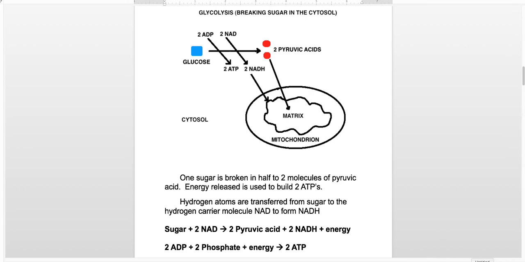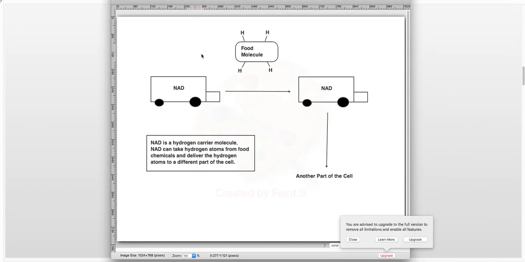Now I'm going to link in a video for you that shows you the function of NAD, because hydrogen carriers are something we haven't talked about yet. I can also use this little program here. You can think of NAD as a hydrogen truck. It's essentially just like a regular truck. It picks stuff up and then brings it somewhere else and then drops it off.